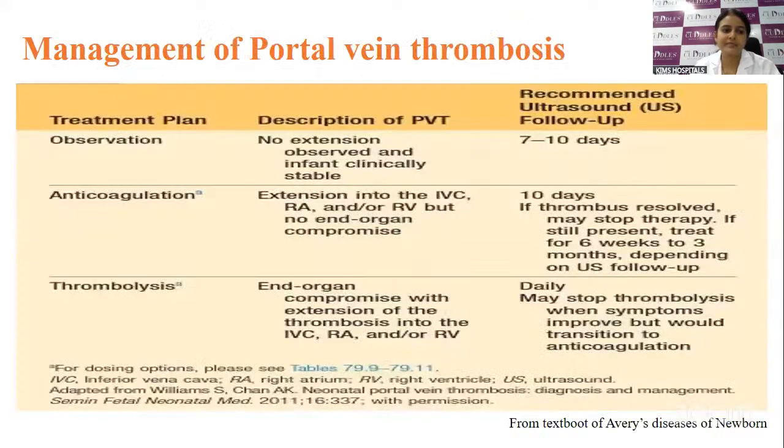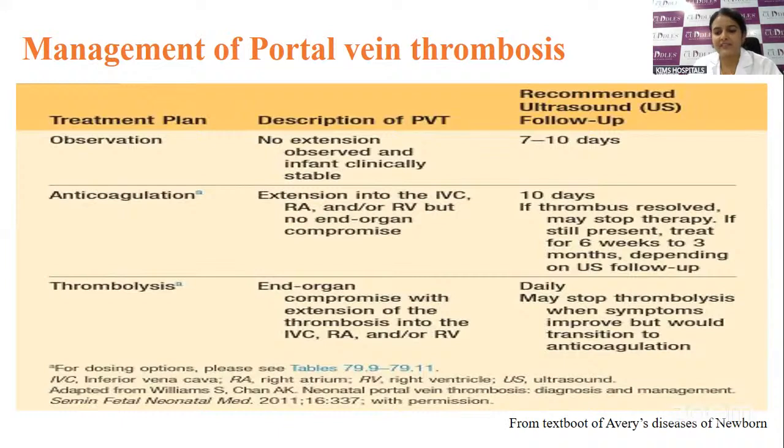thrombosis. Now coming to the management, if there is no extension and the neonate is clinically stable, then we have to observe, and a repeat ultrasound has to be done at 7 to 10 days of life. Suppose if there is extension into the inferior vena cava, right atrium or the right ventricle, but there is no end organ compromise, anticoagulation therapy has to be started, and a repeat ultrasound has to be done after 10 days. If the thrombus is resolved, then we can stop this anticoagulation therapy.